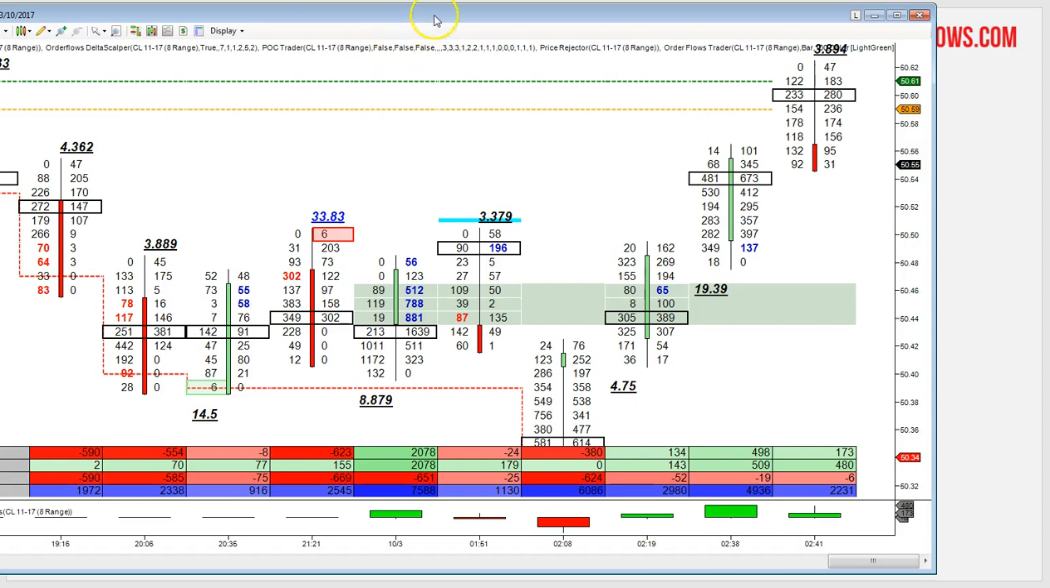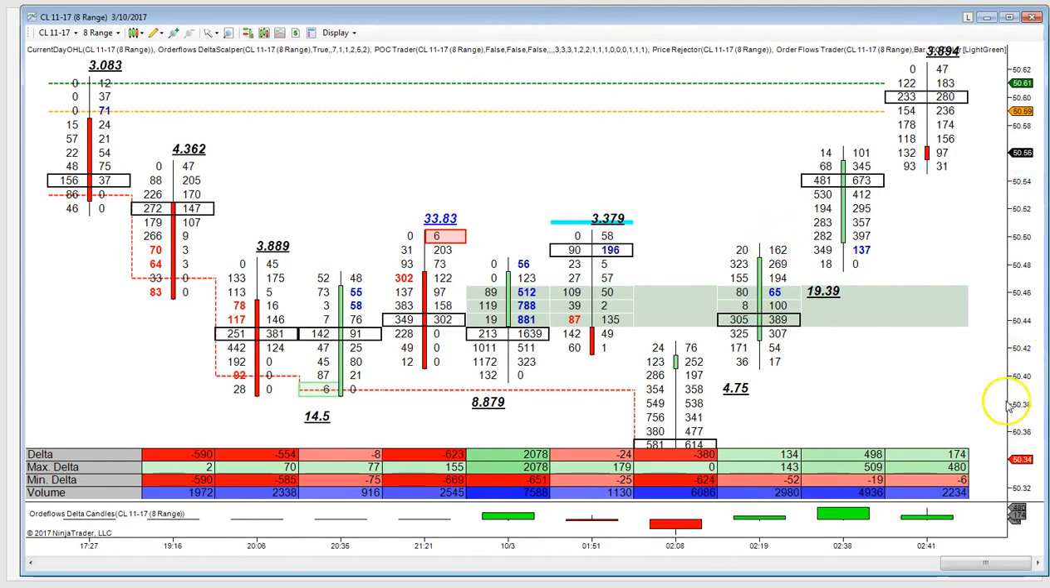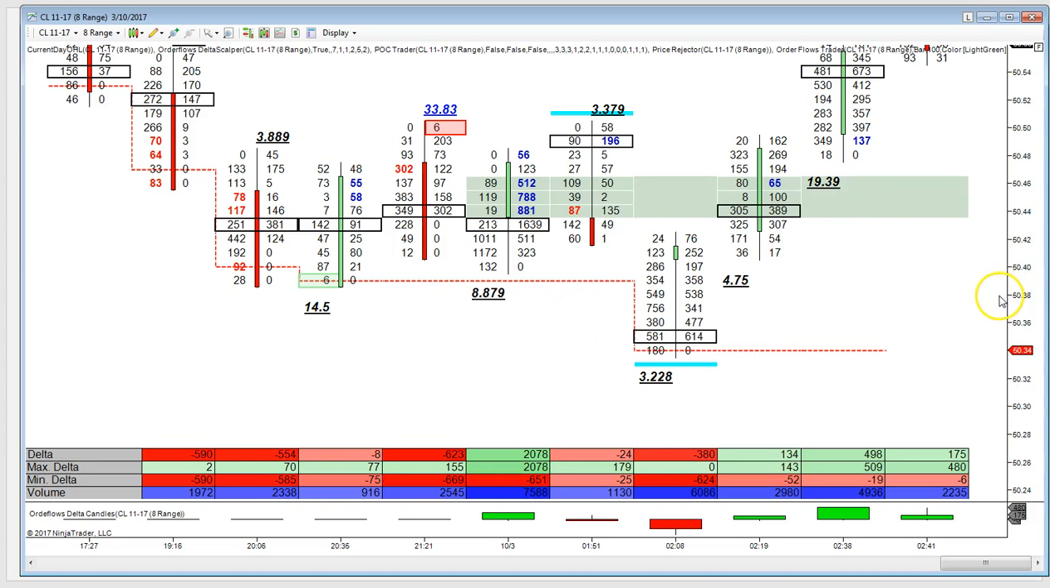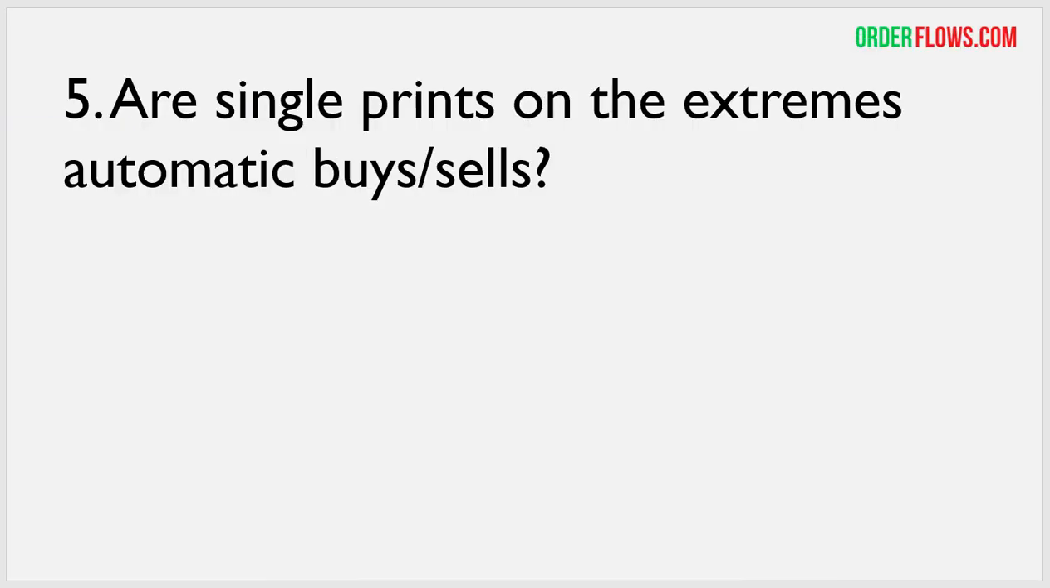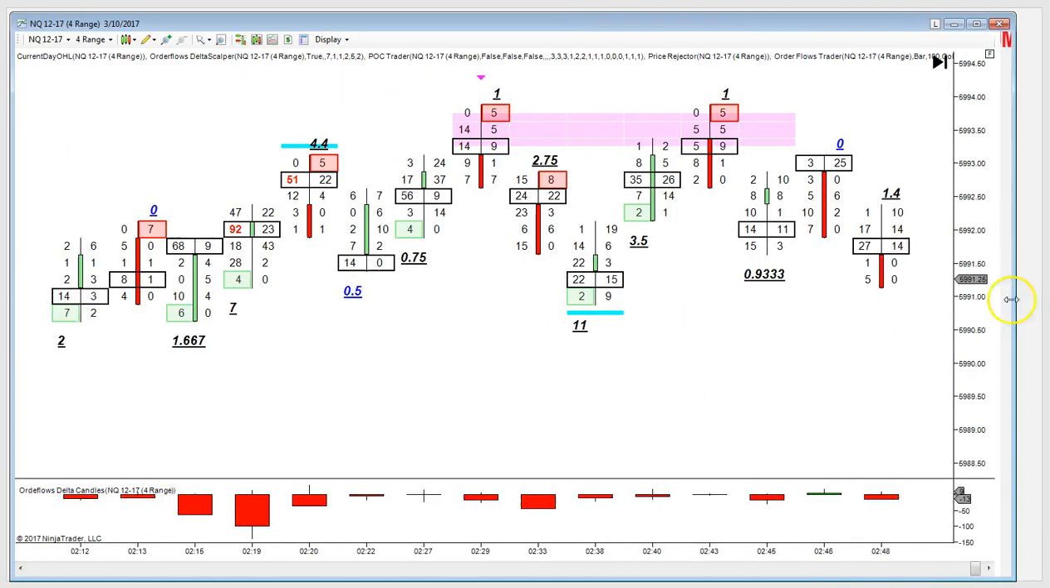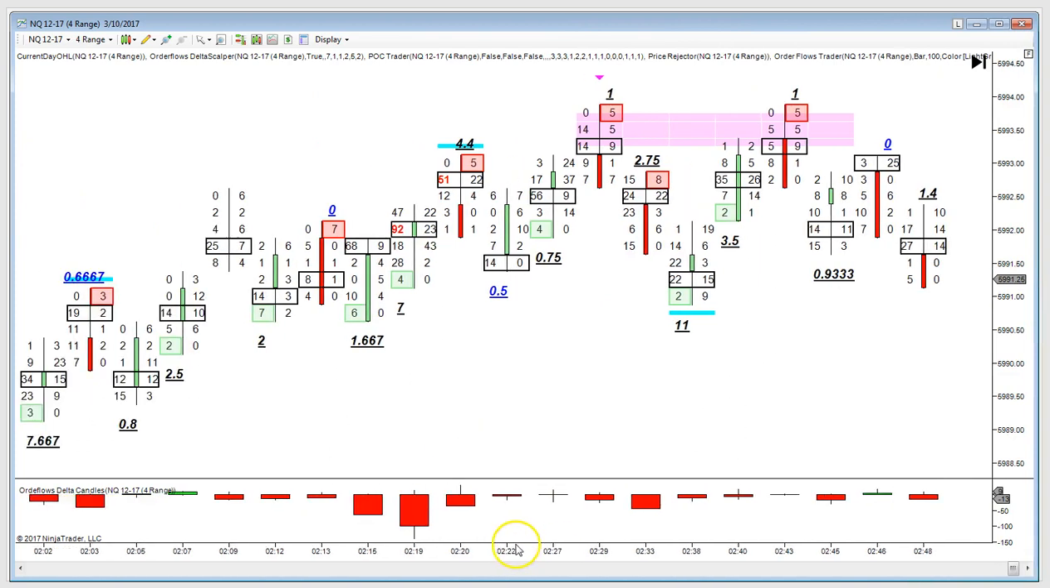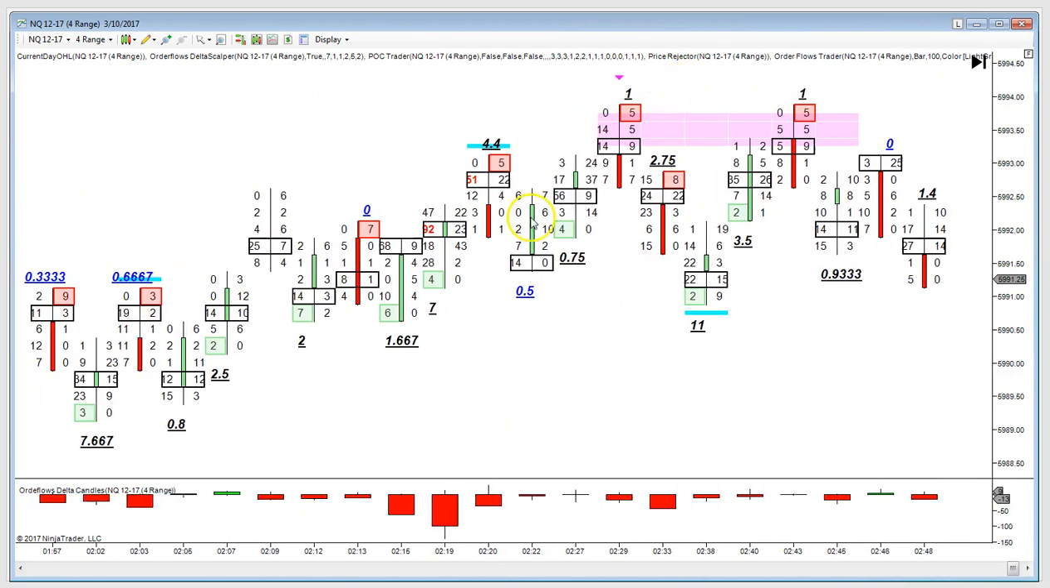Okay, eurocurrency. Well, this is crude oil. Hang on a second. Okay, here's what I could use for example purposes. Am I going to consider this an extreme? We had a move up here. I got 5, got another 5 here. So these are single prints.